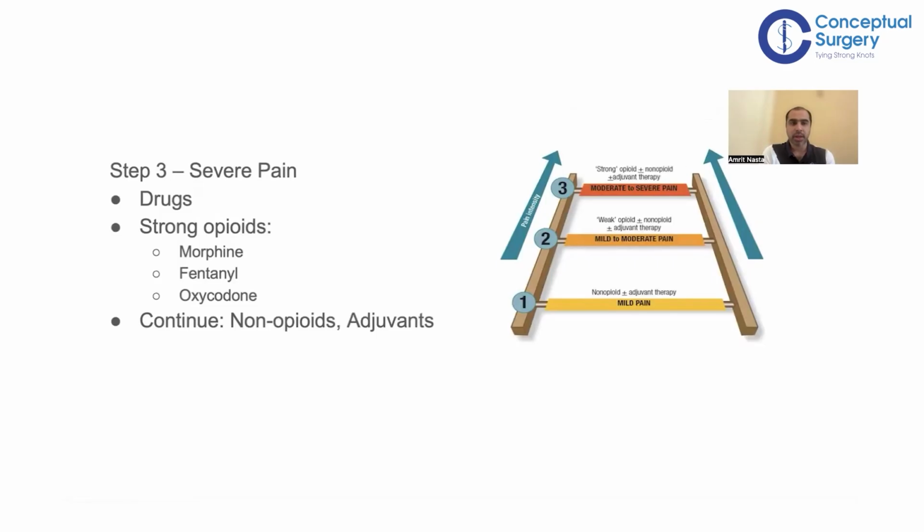And then step three, for severe pain, you can step up the opioids. So now you can use morphine, fentanyl, oxycodone, and you will continue with non-opioids. And there are further steps. This is basically the analgesia ladder, but there are other ways of giving analgesia, which is not necessarily via the oral or the transdermal or the IV route. The fourth step will be to give nerve blocks, but that is a pure anesthesia way of giving it.